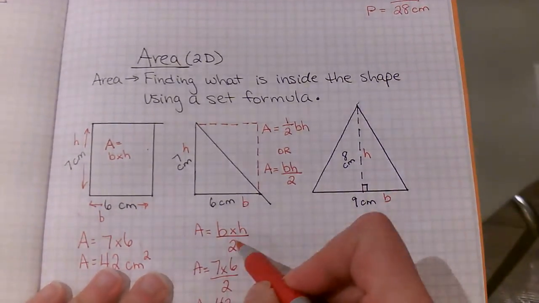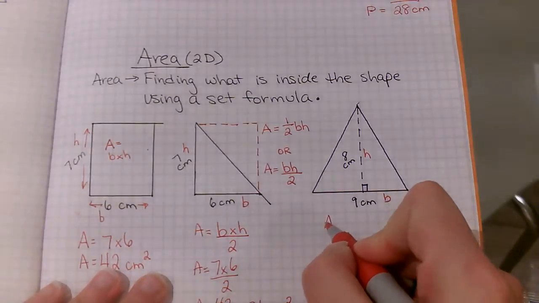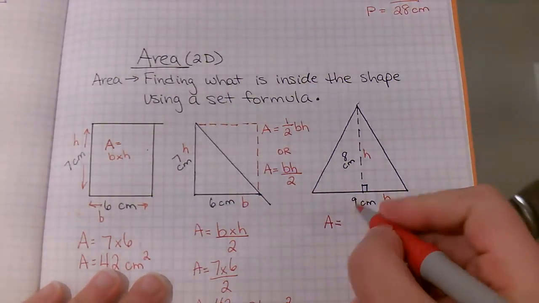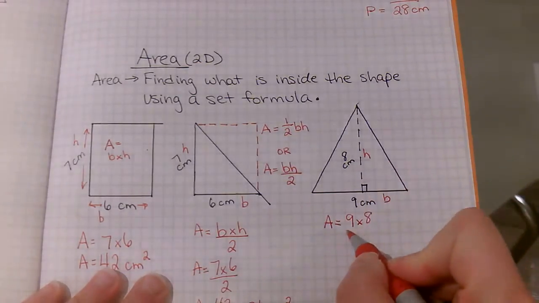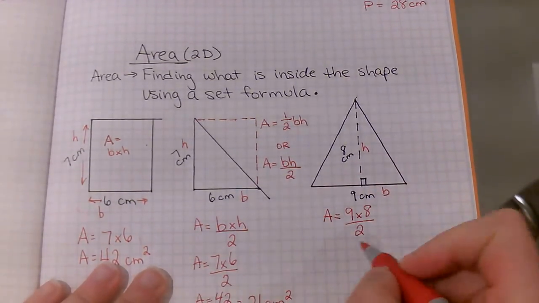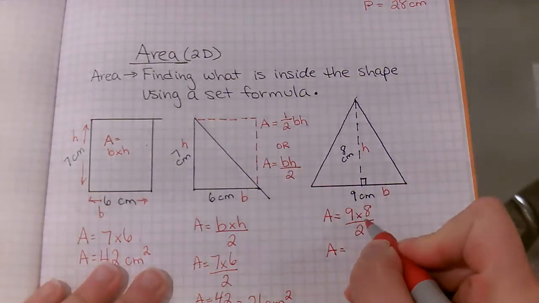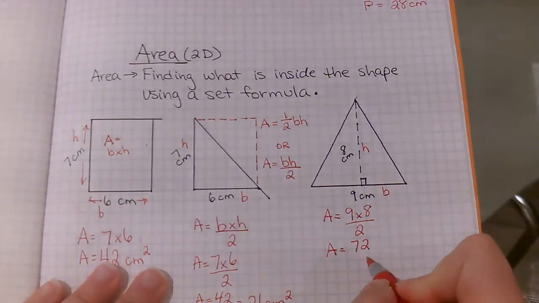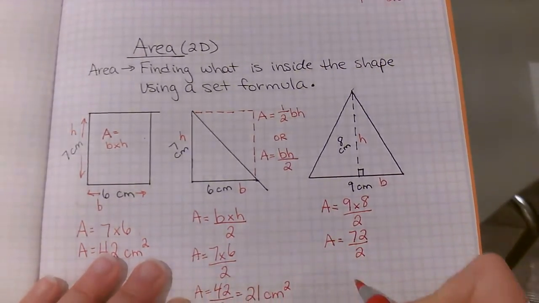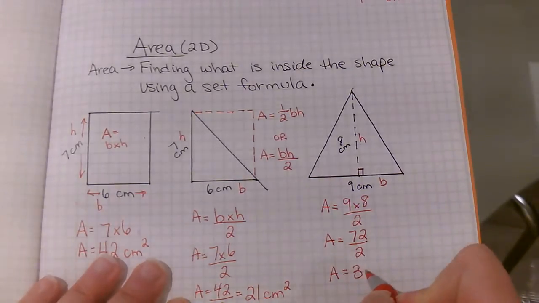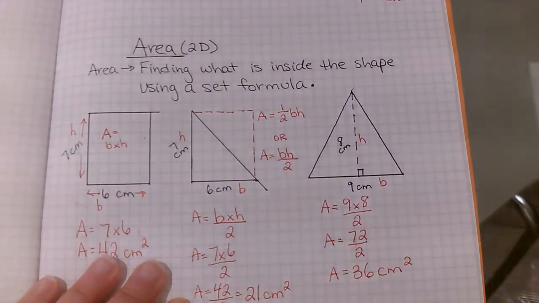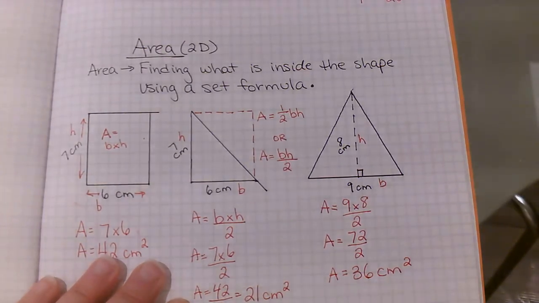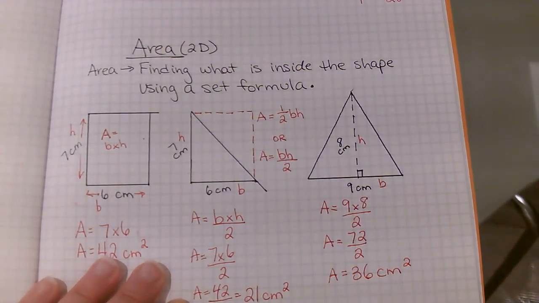Okay, same formula. So we're going to go area equals, well, base is 9, height is 8, divided by 2. Area equals, well, 9 times 8 is 72, divided by 2. Area equals 36 centimeters squared. Okay, so those are the formulas you need today. Have fun, I guess.